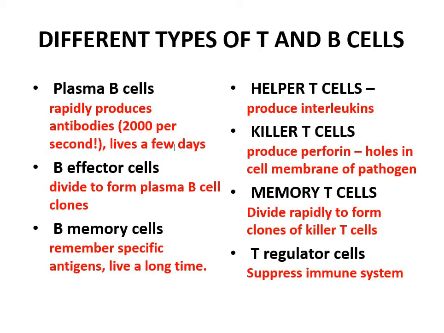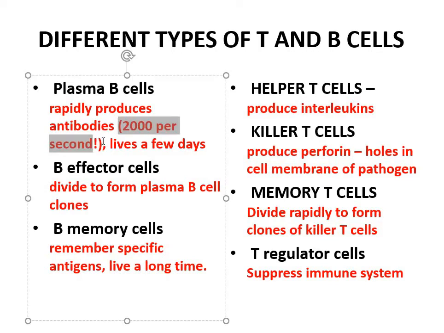So we've got the plasma B cells, and we'll start there. Now these are the ones that are going to produce the antibodies. They produce up to 200 per second, which is really, really lots and lots. They only live for a couple of days, and they're going to do this really, really fast secondary response, which we'll get to later. You've got these B effector cells.